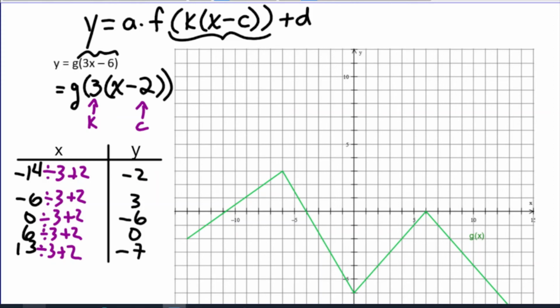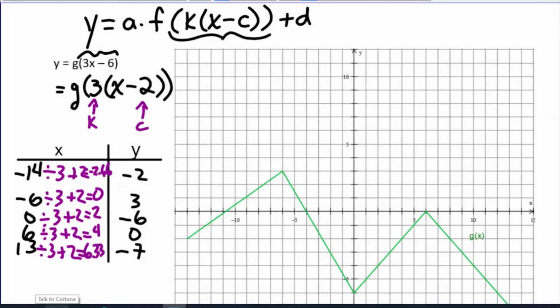So we can do some of these calculations in our head, but some of them are going to require a calculator. So using my calculator, -14, I'm going to do this off screen, divided by 3 plus 2 is giving us -2.66. Running out of room here. Negative 6 divided by 3 is negative 2. Negative 2 plus 2 is 0. 0 divided by 3 is 0. 0 plus 2 is 2. 6 divided by 3 is 2. 2 plus 2 is 4. So some of these I can do in my head. 13 divided by 3 plus 2 is giving 6.33.